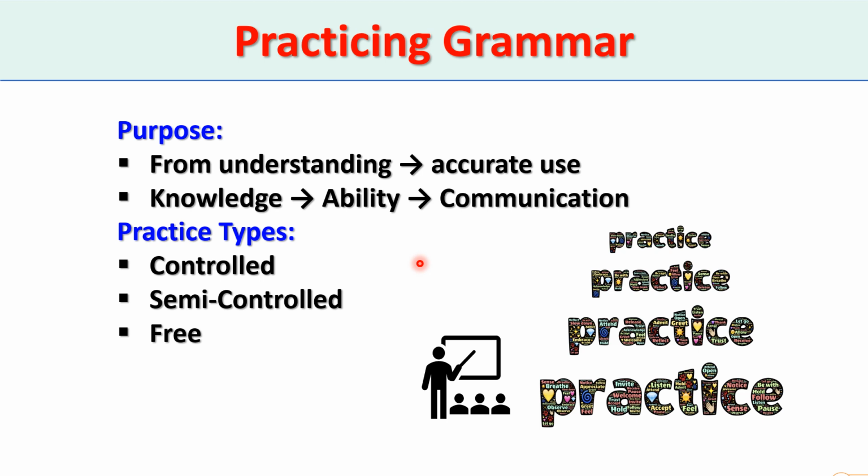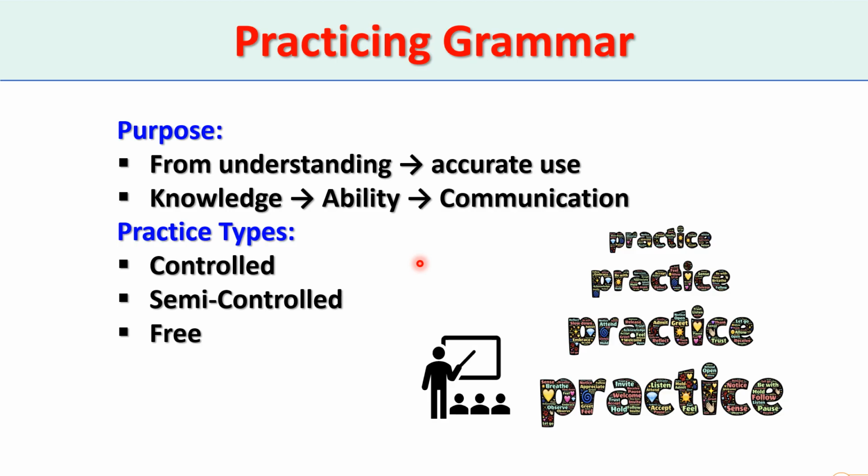According to Harmer, there are 3 types of grammar practice. The first is control practice. In this activity, students have limited choices because the teacher gives clear instruction. The main purpose is to improve accuracy. For example, students complete the sentence, "She to school every day." The correct answer is goes.